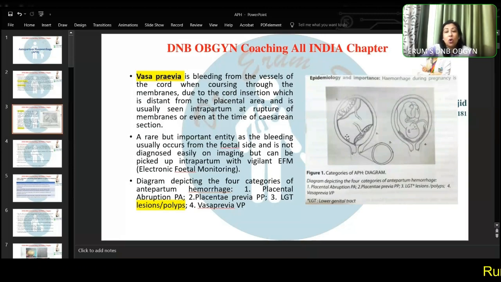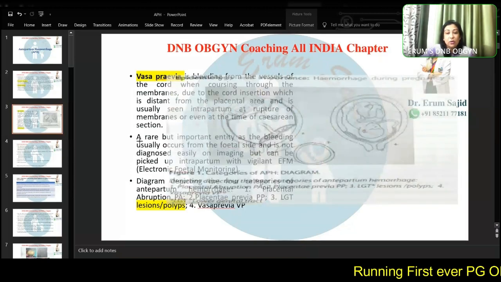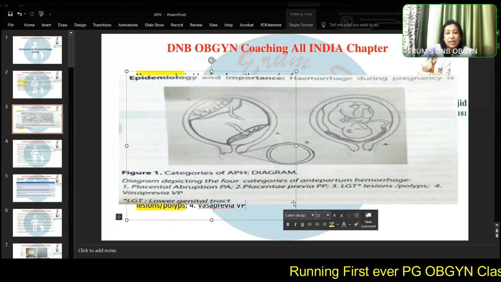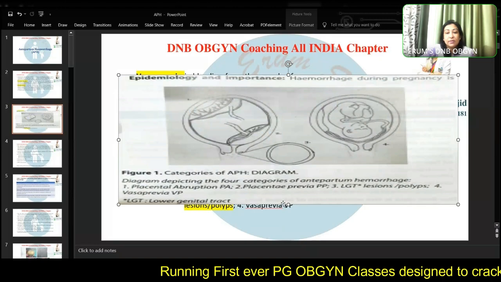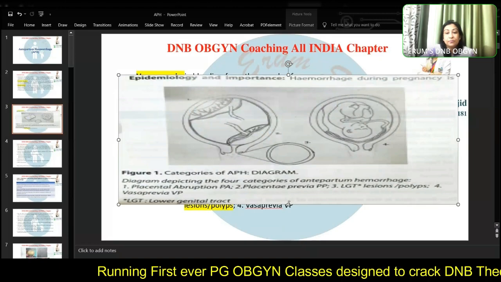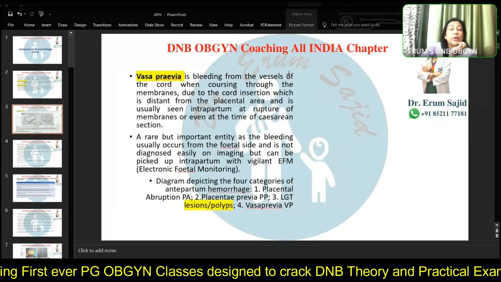Now here I have a small figure. I'll just enlarge it so that everyone can see it properly, and then I'll change the figure. Wait, guys. See, now can you see this?